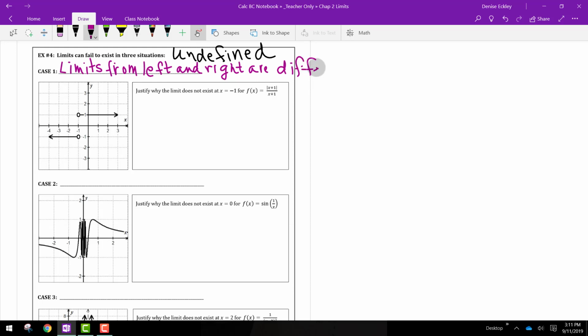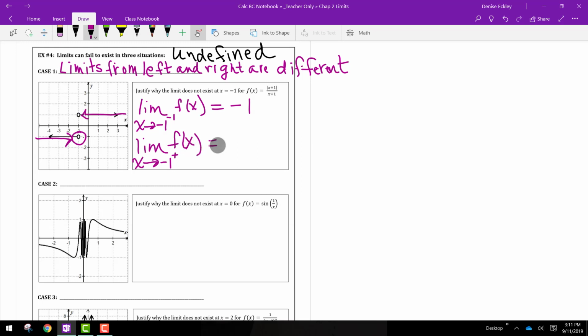It might not be a jump, but a lot of times it is for these. So we're supposed to justify why the limit does not exist. What we want to do is take the limit as x approaches -1 from the left of f(x), and we can just use the graph. So we're coming from the left, coming in this way, and as we get to -1, we get a value of -1. Then we can take the limit as x approaches -1 from the right of the function. This time we're coming in this way, and we get a value of +1.